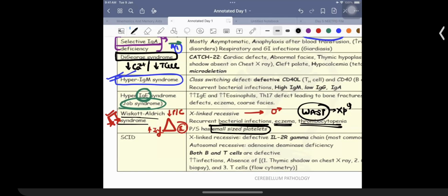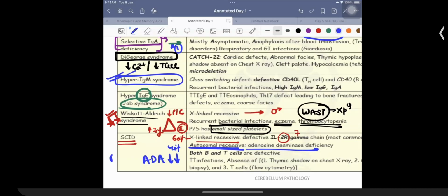SCID can be an example of a problem which can be seen because of two reasons. In 60% of the people, it can be an example of an X-linked recessive problem. That can be because of an interleukin receptor problem, interleukin 2 receptor problem, or interleukin 7 problem. That's what you need to remember. And in 40% of children, this is going to be an example of an autosomal recessive condition. What's the enzyme problem in 40% of people? ADA deficiency. Adenosine deaminase deficiency is what is going to be seen in the patients.